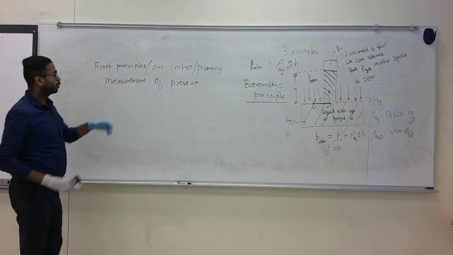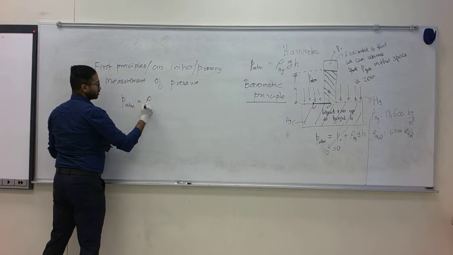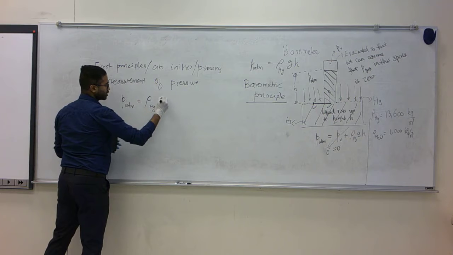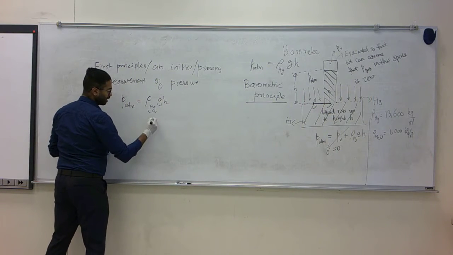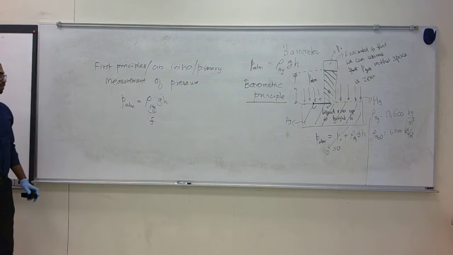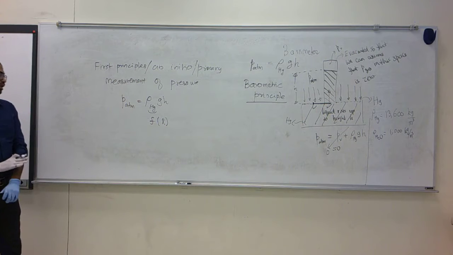So this equation here, P atmosphere equals rho g h. This Hg can be replaced with any fluid, any fluid which is a liquid, not a gas. It has to be a liquid.